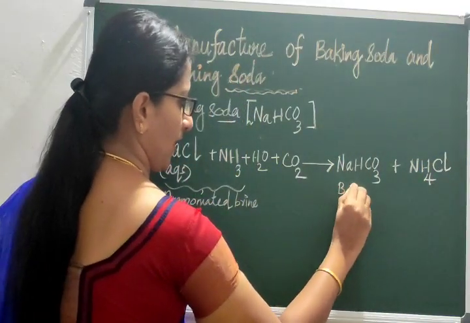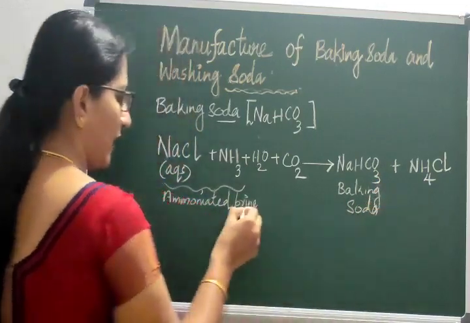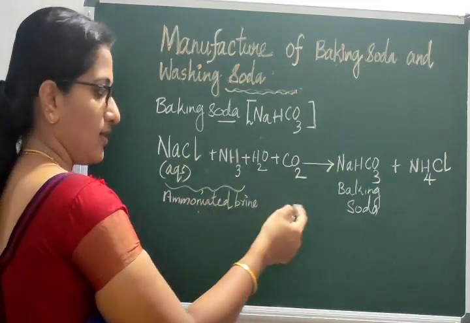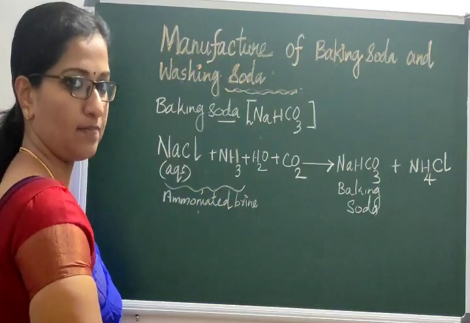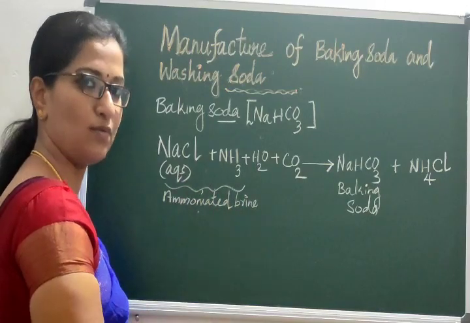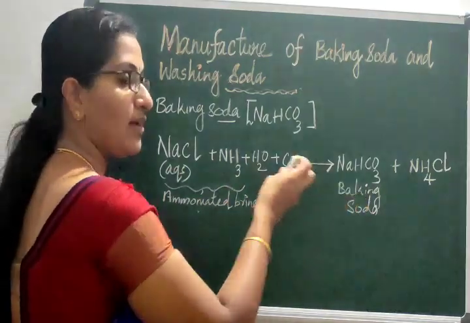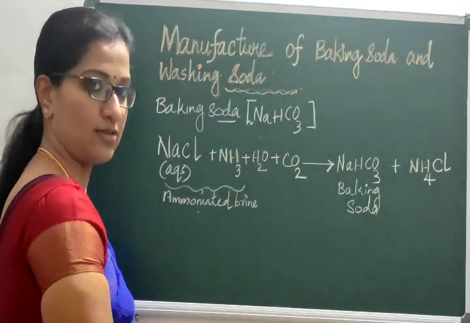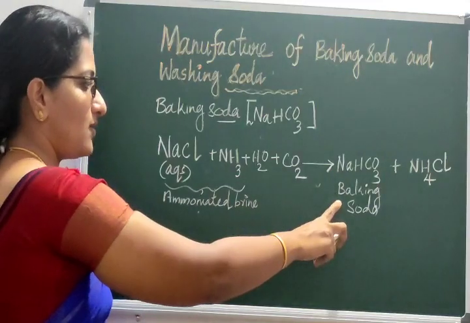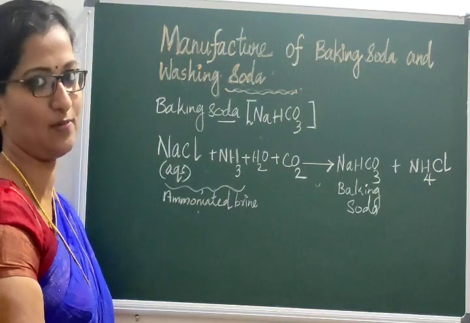This is our baking soda. When you pass carbon dioxide gas to the ammoniated brine solution, a white colored salt is obtained which will not dissolve in water. The baking soda is sparingly soluble. Only a little amount of baking soda can dissolve in water, so it remains as such, and you can filter it and separate the baking soda. So this is the preparation of baking soda. Using this baking soda, you can prepare washing powder or sodium carbonate.